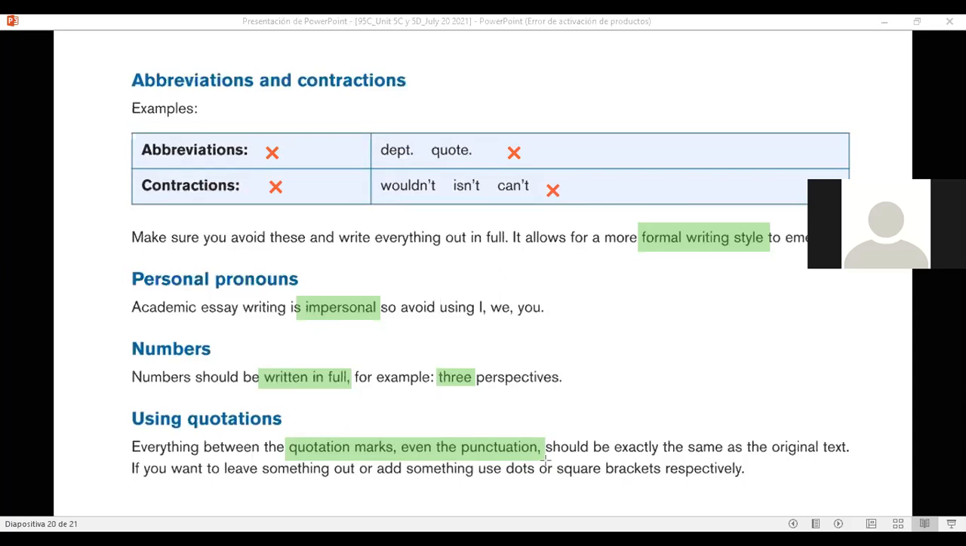Estamos citando textualmente, es decir, we are going to use exactly the same original text. That's the thing when we are using quotation marks. No se olviden de eso cuando ustedes utilizan un párrafo entre comillas, es porque va igual que el original. Okay?